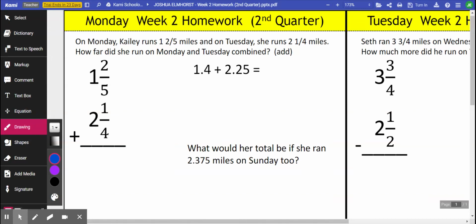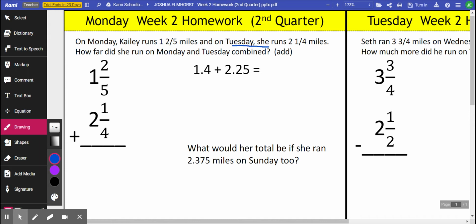All right, let's take a look at the homework for Monday for week number 2 in the second quarter. So if we take a look at the two fractions, we got this runner and she runs 1 2/5 miles on Monday, and then she runs 2 1/4 miles on Tuesday. How far did she run on Monday and Tuesday combined?